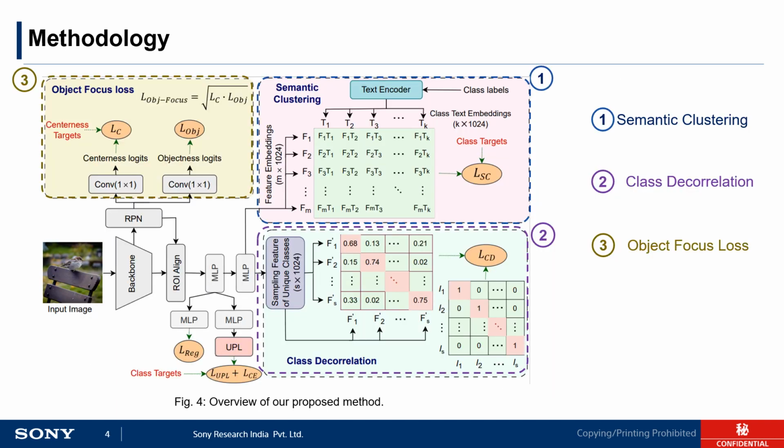This shows the architectural diagram of the proposed method, which consists of three modules called semantic clustering, class decorrelation, and object focus loss on top of the Faster RCNN baseline framework. Now I will give brief details about these modules.